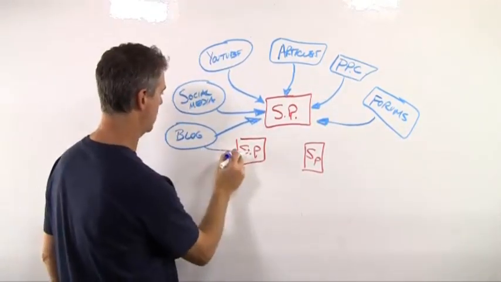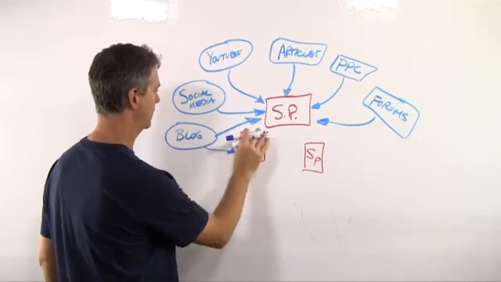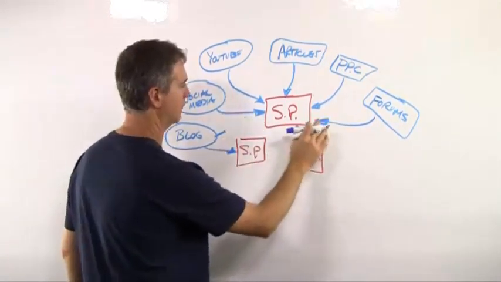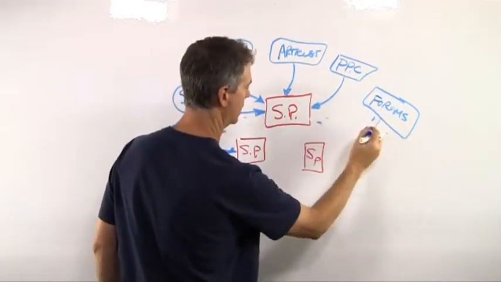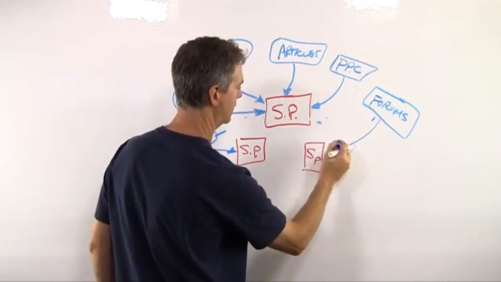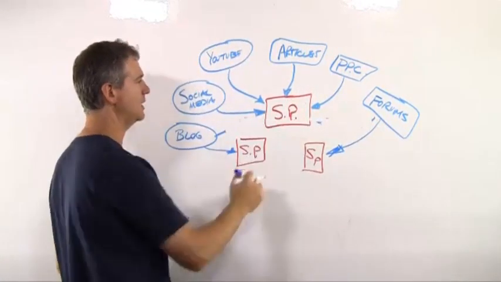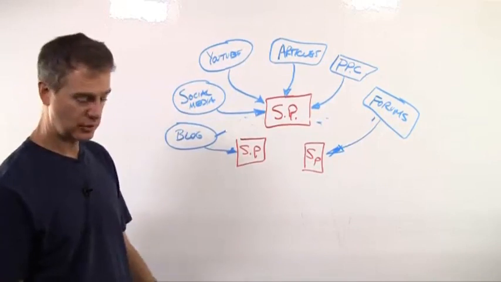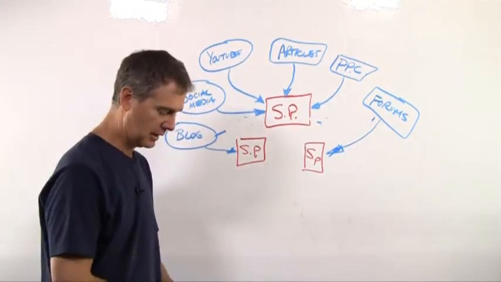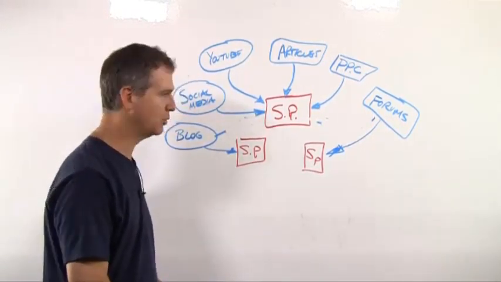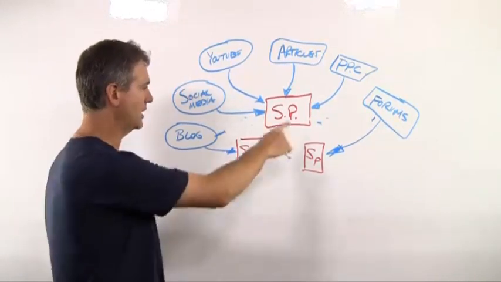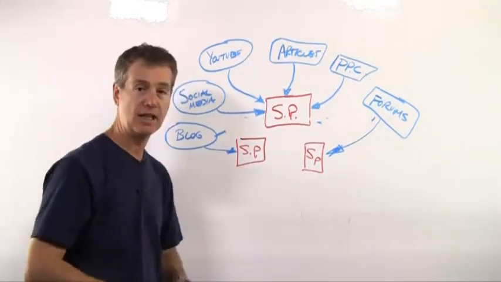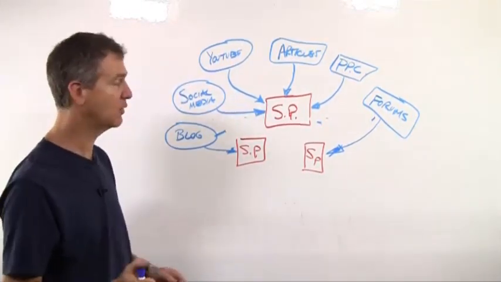Maybe the blog goes to here, and maybe the forums go to here. And this is all very easy to test. If you use the Google Webmaster Tools, Google Optimizer, you can test these squeeze pages and see. And you're basically looking to see what kind of conversion.